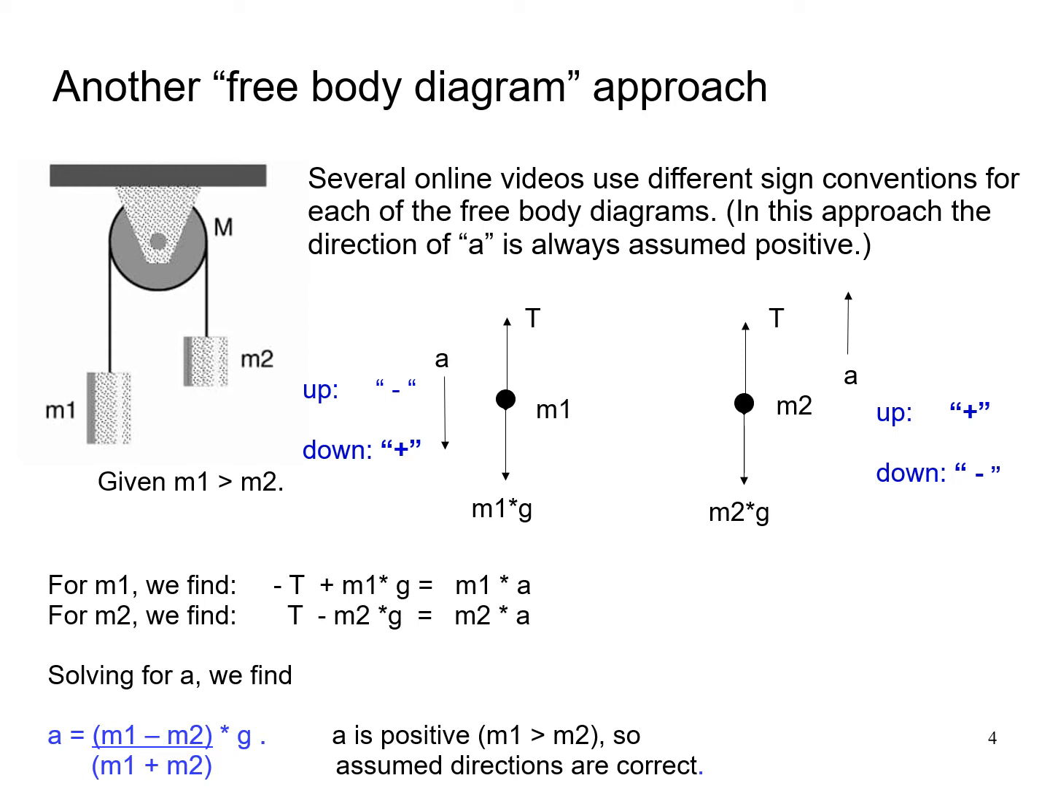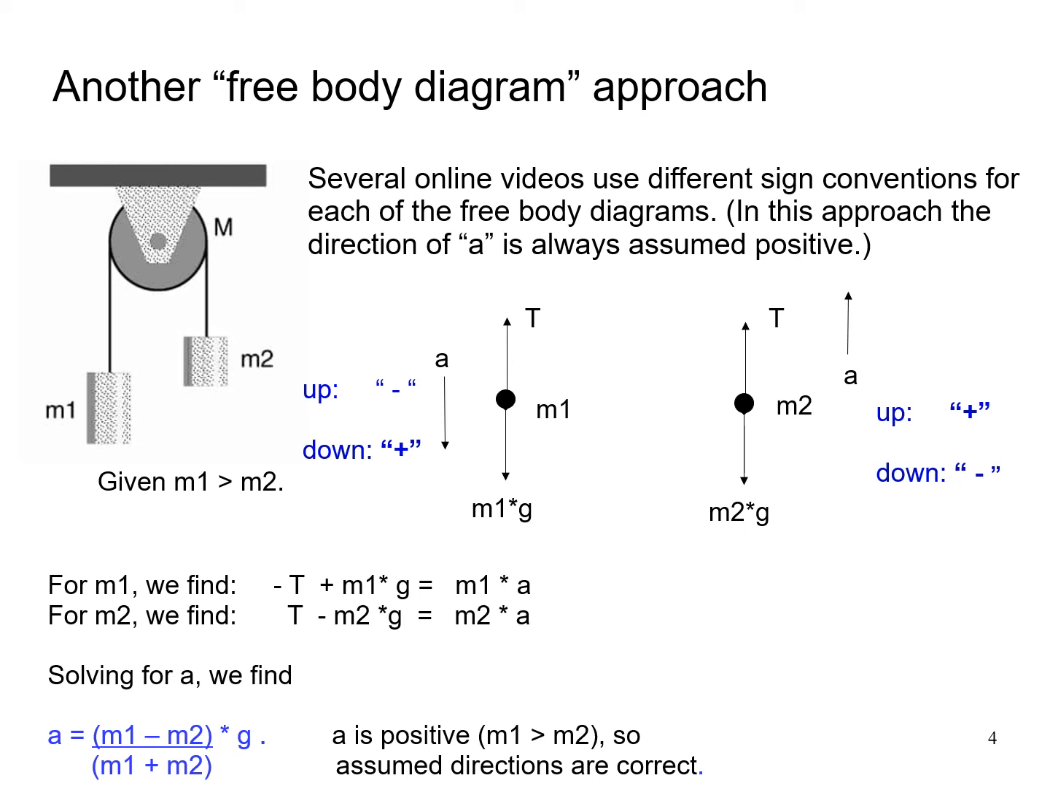In a moment, we'll take a look at the logic behind this approach and attempt to identify the origin of this approach. But before we explore the origins of this sign convention, let's first see whether we get a solution that makes sense. Again, let's assume m1 is greater than m2 as we did in videos 1 through 3. And we'll use the convention that the direction of acceleration is always positive.